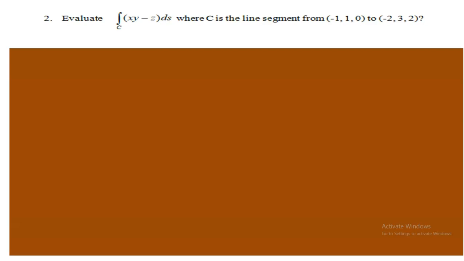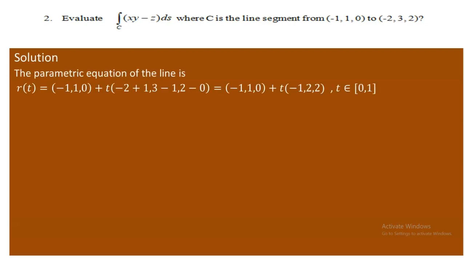So what we need to do to find this integration is we have to know the parametric equation of this line segment, and based on that we can determine the line integral of this scalar function. So the solution goes like this. The parametric equation of this line is obtained to be this one. What I did here is I took the initial point as it is, minus 1, 1, 0, plus t times, this is a parameter t.